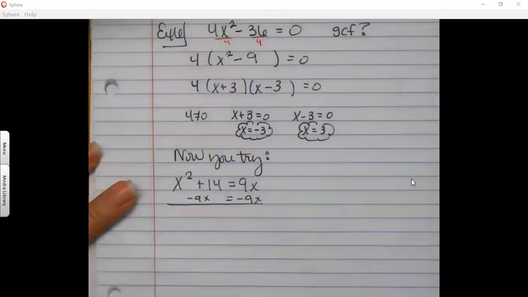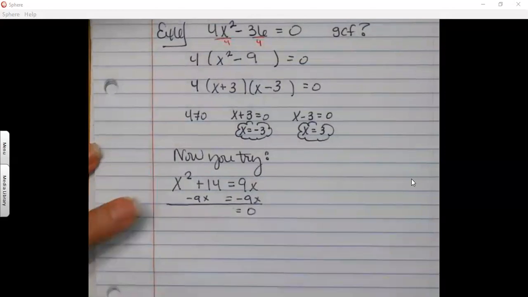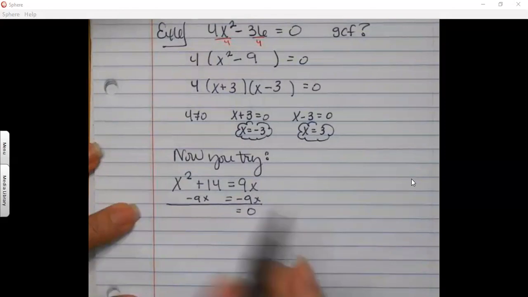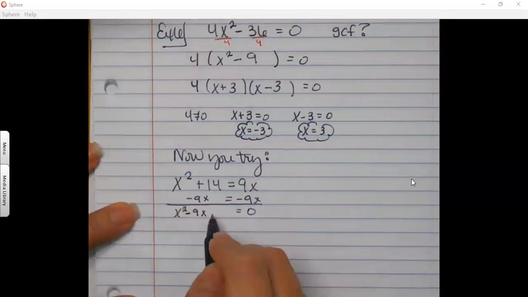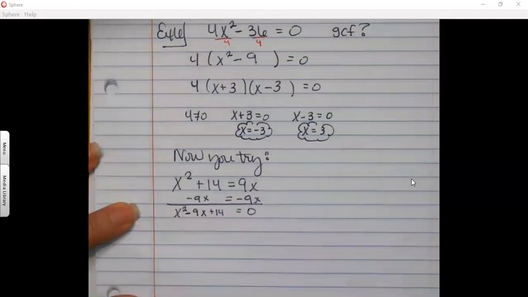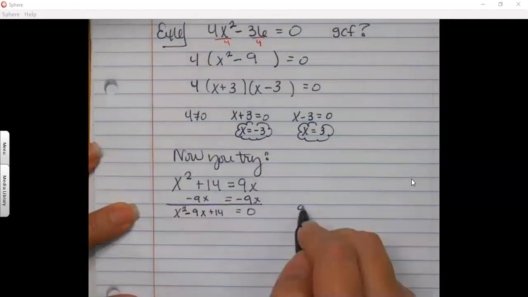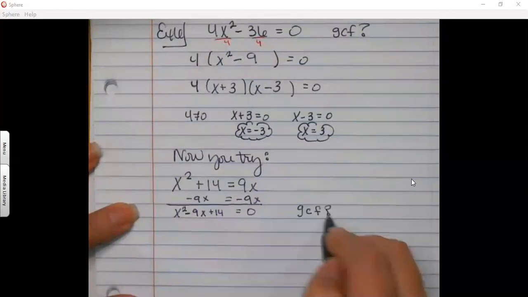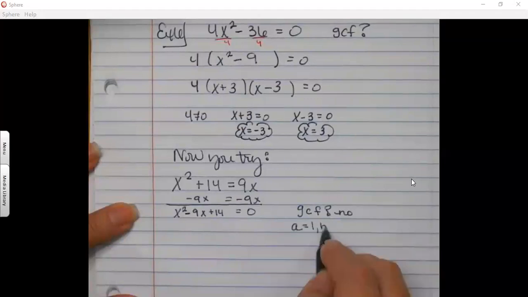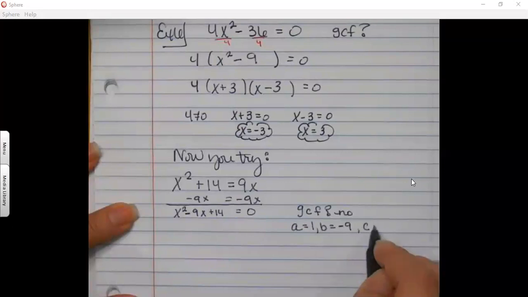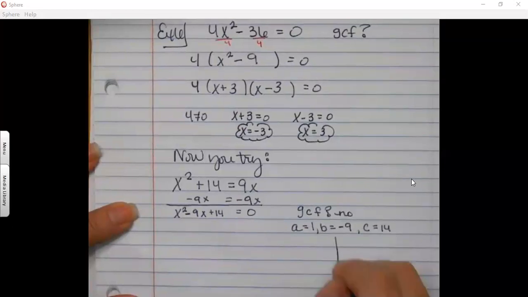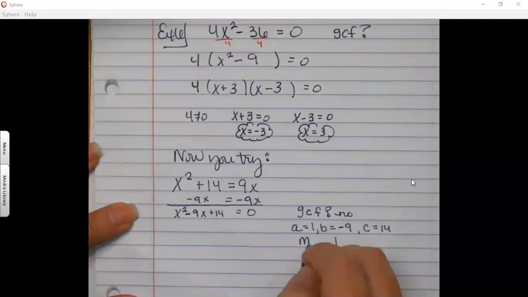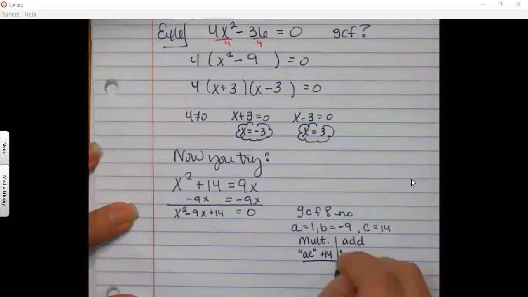So on the right side we have 0. What's on the left side? Very good. X squared minus 9x plus 14. Questions about that? Is there a greatest common factor? What is A? What is B? And what is C? Okay. Make our little T-chart. I need two numbers that multiply together to give me A times C, which is positive 14, and two numbers that add together to give me B, which is negative 9.